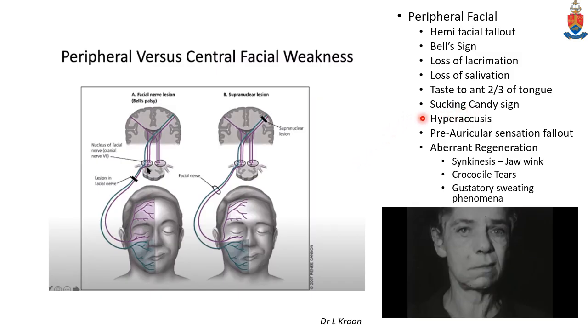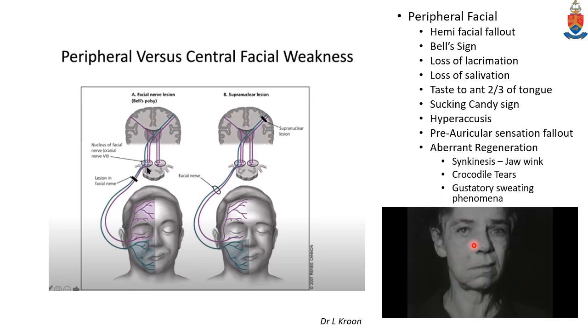And then I've already mentioned the hyperacusis because of that loss of the stapedius muscle that we get. And then there's also preauricular sensory fallout because the general somatic sensory nerve has also been knocked out. And then there's also an entity called aberrant regeneration, which I will show you now. So let's quickly have a look at this video.